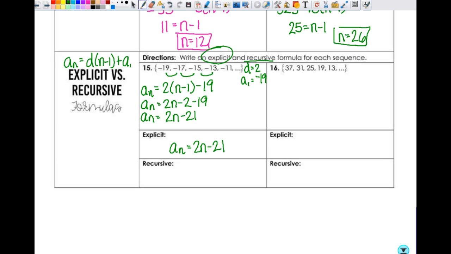Recursive just means we're kind of talking about the pattern, right? That we're adding to, adding to, adding to. So we have to define the first term. A sub 1 equals negative 19. And then we say a sub n equals a sub n minus 1. That means the term before it. And we add 2. And since we defined the first term, this only works when n is greater than or equal to 2. And all this is your answer.